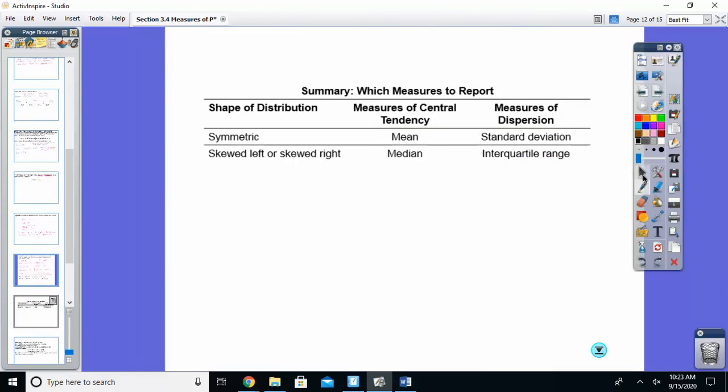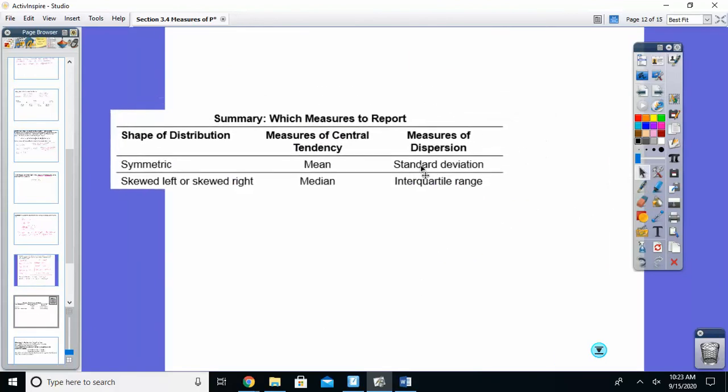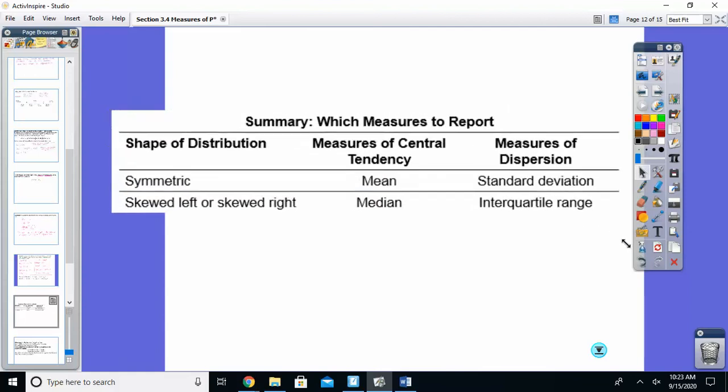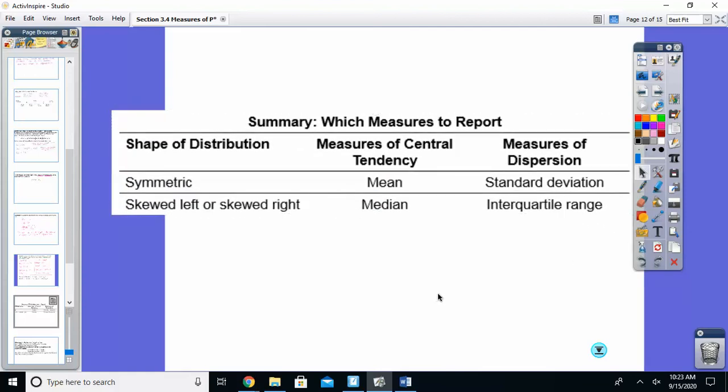I'm sorry, that is kind of tiny. Basically, which one do you look at when? And it tells you, if it's symmetric, you want to do the mean and standard deviation. If your data is skewed, you want median and interquartile range. I might jot that down if I were you. I think some of the homework questions might say, for this problem, which would be better, the mean or the median? And it has to do with whether it is symmetric or skewed.